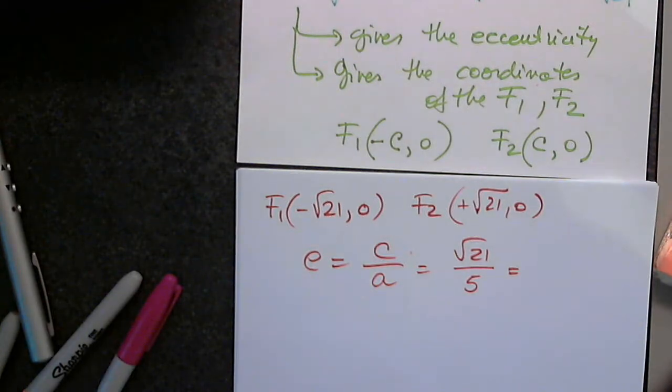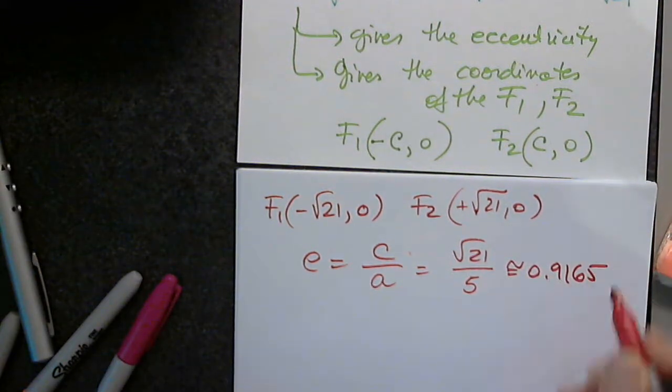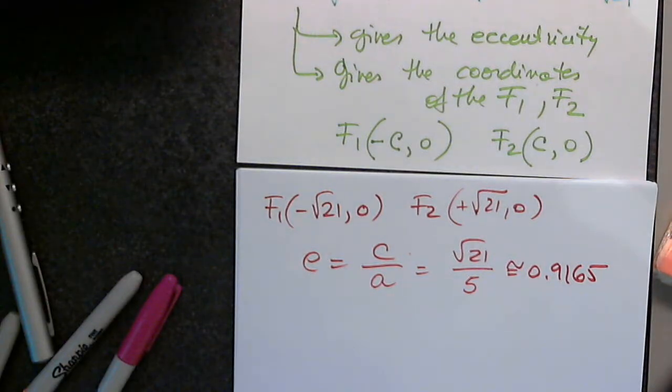Okay, so I punch it in. The square root of 21, and I divide that by 5. So it's 0.9165 approximately. Which is quite close to 1, which is quite far from being a circle.